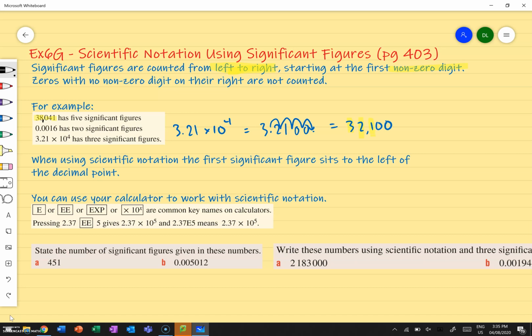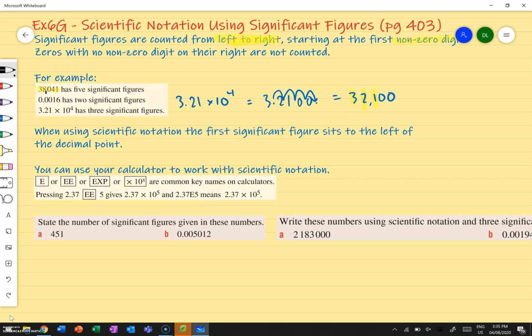So when using scientific notation, the first significant figure sits to the left of the decimal point, and that's what we're focusing on today. Now you can use a calculator to work with scientific notation, and it will look different depending on what your calculator is, but normally you have a times 10 to the power of something button, and that'll be quite useful for going from scientific to decimal. Hopefully you're familiar with the calculator because it's a much easier topic to understand if you have your calculator to support you there.